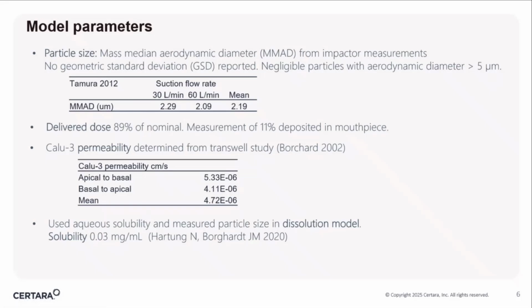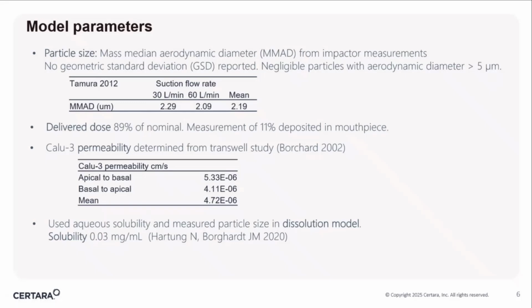For the dissolution, the only parameter we're going to need to parameterize the dissolution is the solubility. We could use a predicted value for that, but there is at least an aqueous solubility value available. The solubility we enter is the lung fluid solubility, and it is possible to measure solubility within, say, an artificial lung fluid, but that wasn't done for budesonide, so we're just going to use the aqueous solubility.